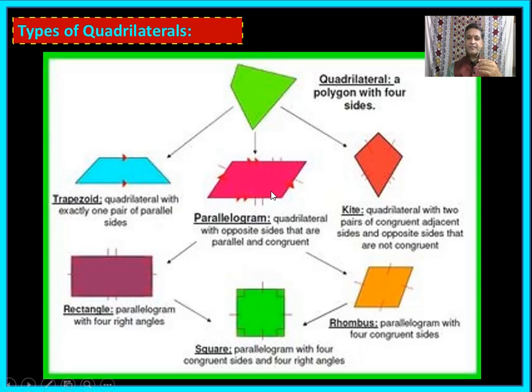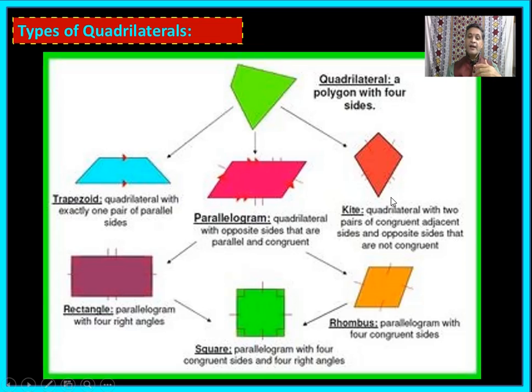And this is a parallelogram. What is the property of a parallelogram? It is also a quadrilateral, with opposite sides that are parallel and congruent. In the trapezium they are only parallel, not congruent. Congruent means equal in shape and length. But in the parallelogram, opposite sides are parallel: these two are parallel and these two are parallel. Also, the length of this side is equal to this side, and this side is equal to this side. Opposite sides are equal. That is congruent.